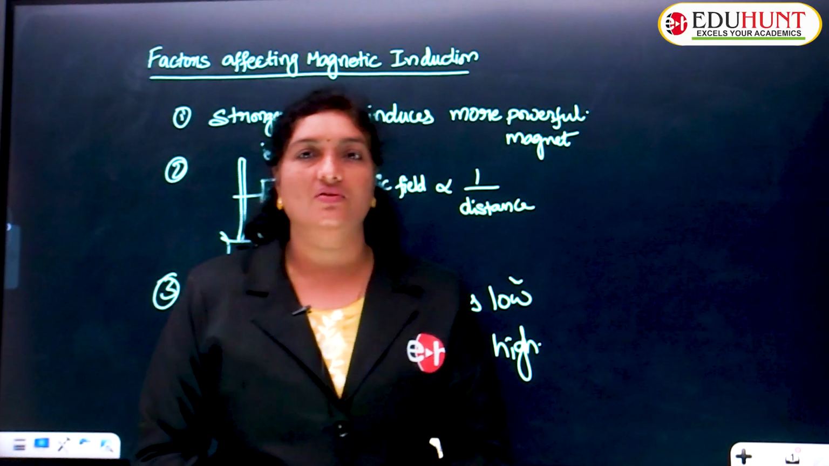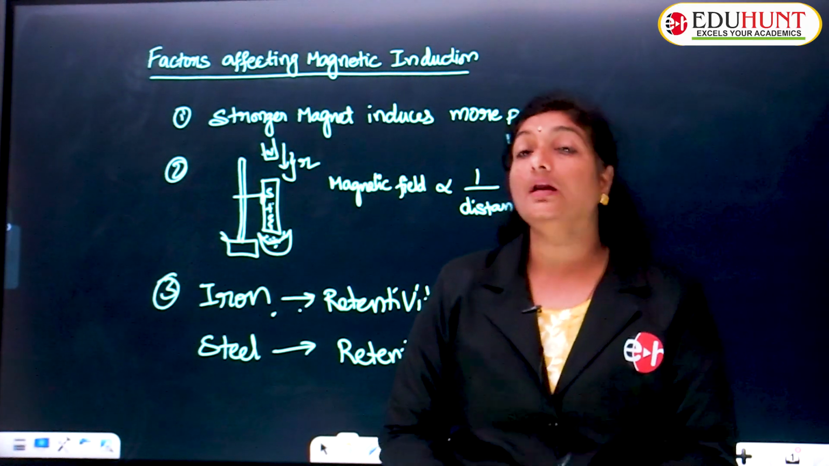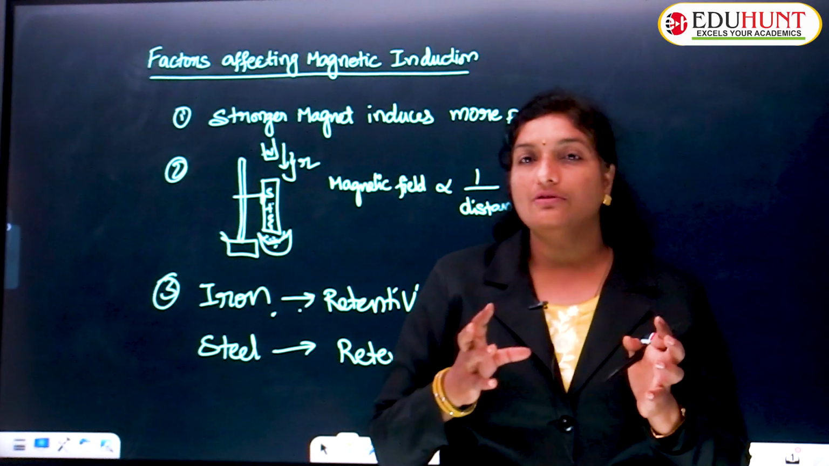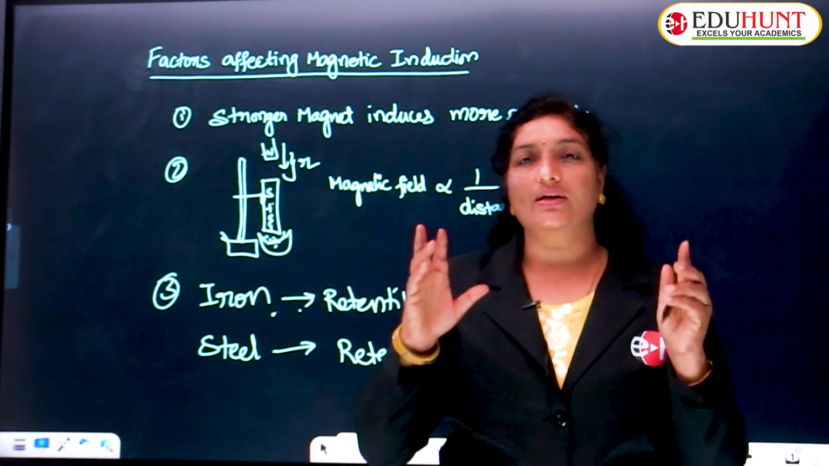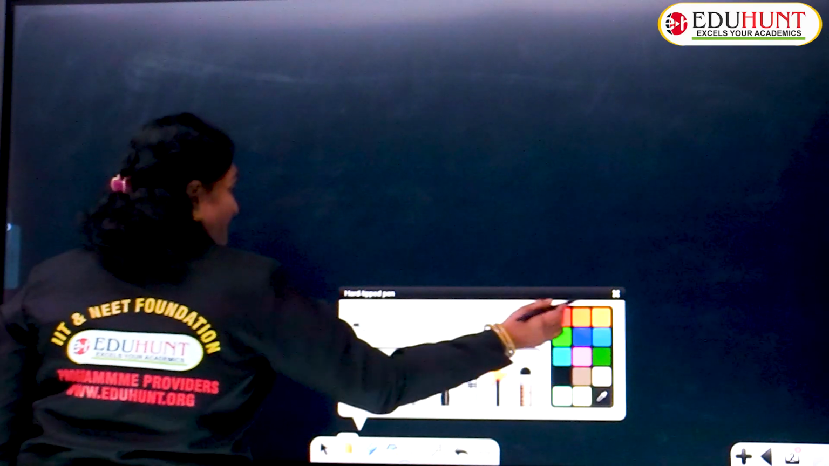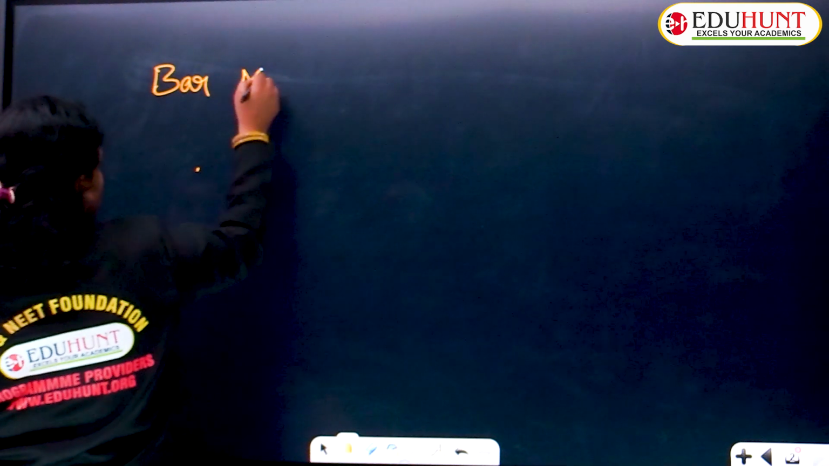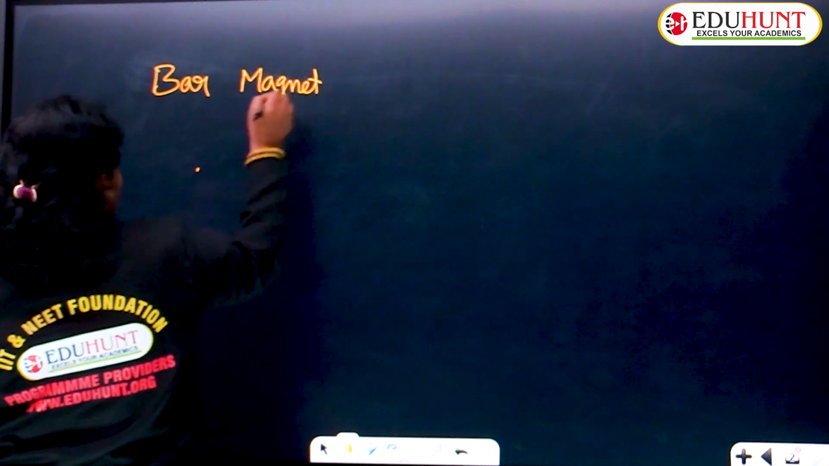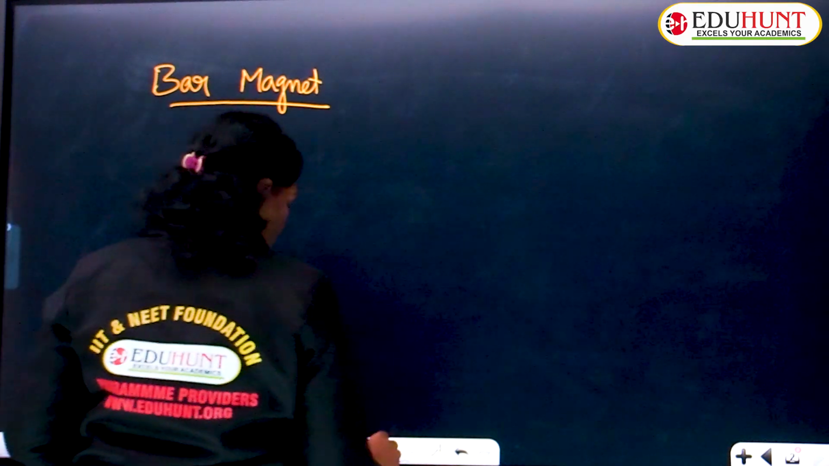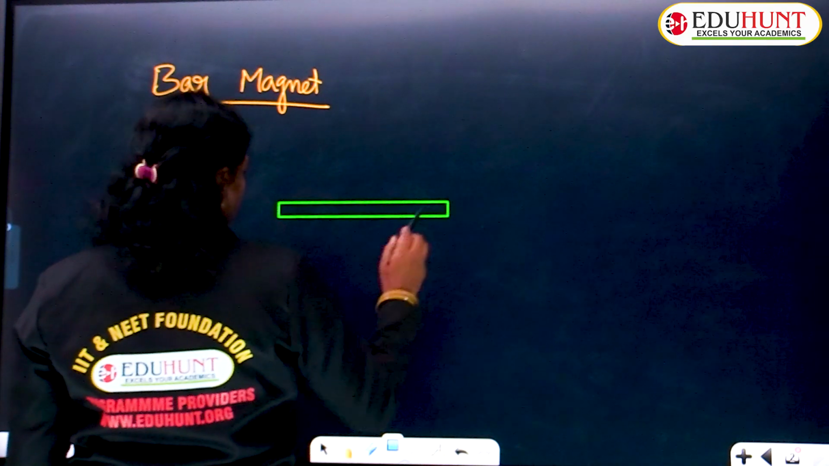I hope you understand, children, the factors that affect magnetic induction. In the next topic, I would like to describe in detail what exactly a magnet consists of, that is, the bar magnet. So, as I have already discussed, children, let us consider a bar magnet as a piece something like this.